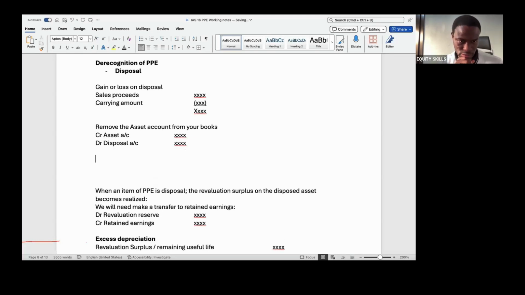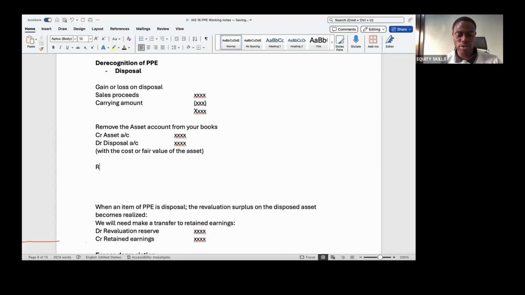Waiting. The second thing, after you've cleared off the asset account, in fact, let me note that this is with the cost or fair value of the asset. Just so that you know that asset account is always at cost or fair value, depending on which model you're using, not carrying amount. The second one is on this same asset, you need to remove the accumulated depreciation on the assets from your books.